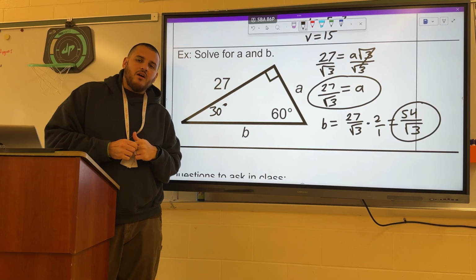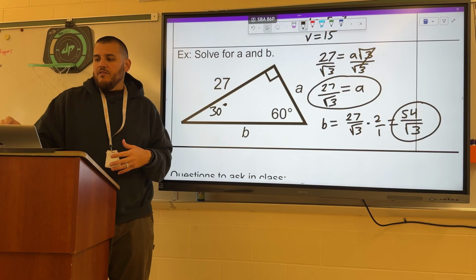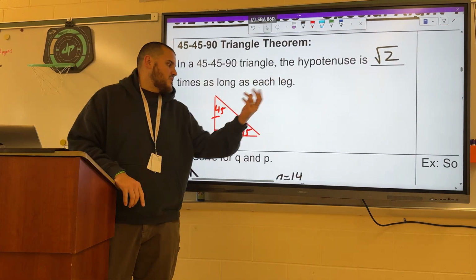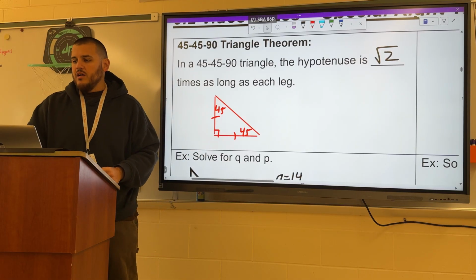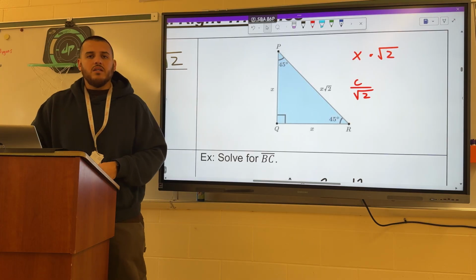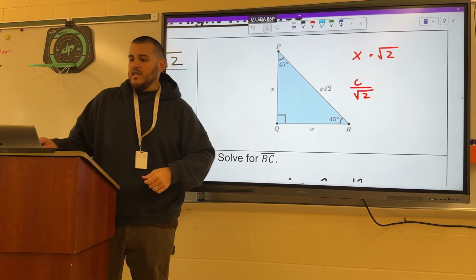Guys, this wraps up our lesson on special right triangles. This really is just memorization. In the 45, 45, 90 triangle, your hypotenuse is just the square root of 2 times longer than the leg. So whatever the leg is, multiply it by the square root of 2, and you get the hypotenuse. If you have the hypotenuse, divide it by the square root of 2, and you get the leg.